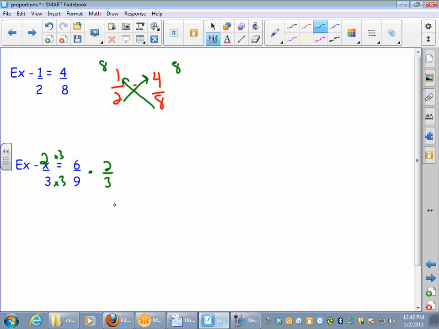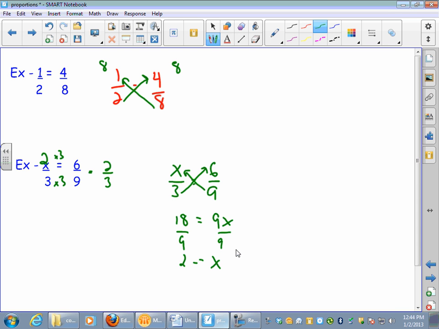Or I could cross multiply. I could use that fact that when I cross multiply, they have to be the same. And I could say, okay, well, 3 times 6 is 18. 9 times x is 9x, but that also has to be 18. It has to be equal. So now I have an equation, and I can just divide by 9 to solve this equation, and x would have to be 2. And that's it.